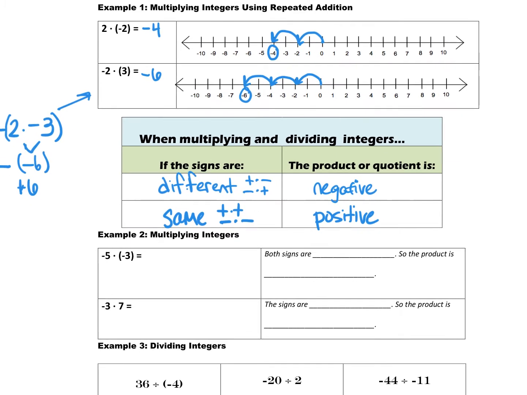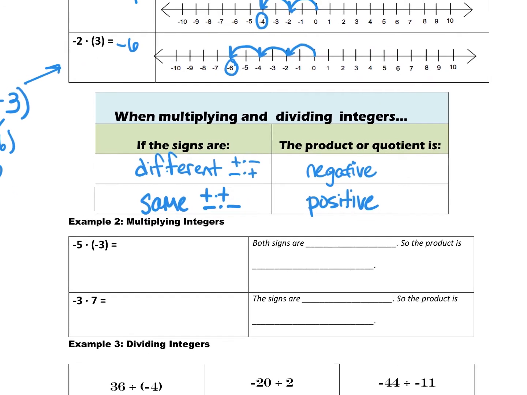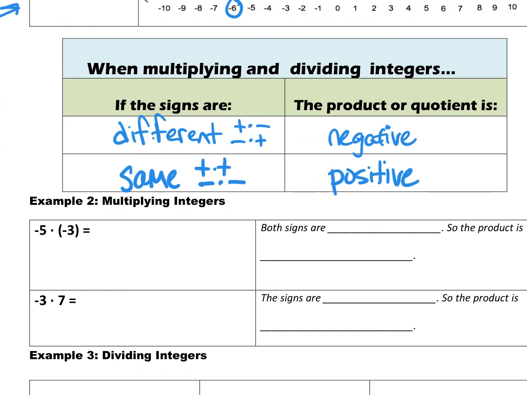All right, so I see negative 5 times negative 3. Both signs are negative, so they're both the same sign. I've got 2 of the same signs. Well, same sign, my answer, my product is going to be positive. So once I know that my answer is positive, then I just ignore the signs and I treat it like a normal multiplication. Negative 5 times negative 3, that's going to be the same as 5 times 3, so 15. And I know my answer is a positive, so I'm just going to leave it 15.